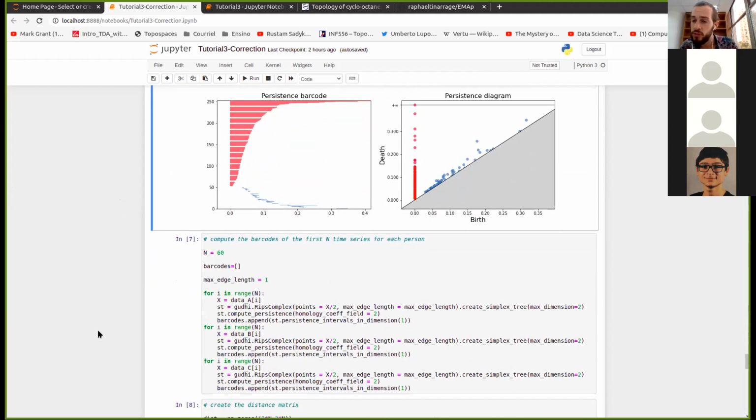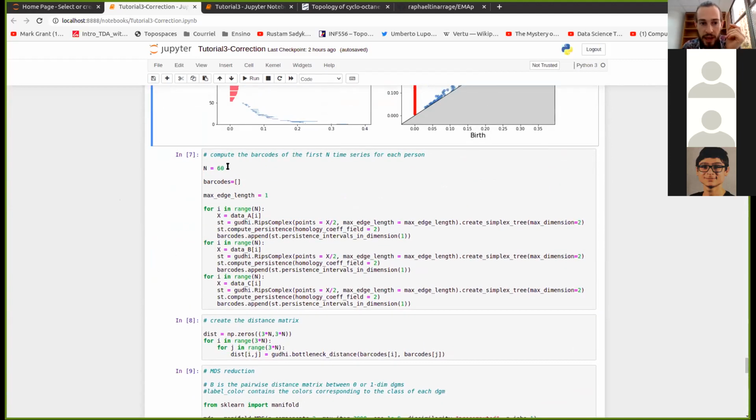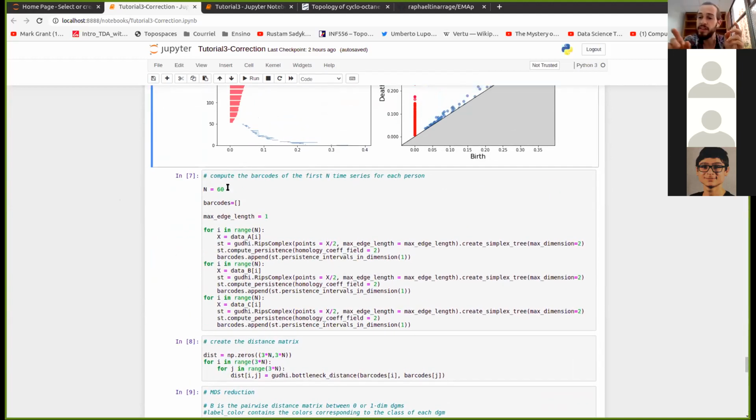And so you can use persistence diagrams to compare the samples between each other. And this is what I do here. For each person, I take 60 samples of their time series. I compute the Rips complex, and then for the 3 times 60 barcodes I have, I compute their bottleneck distance. So I have a huge distance matrix, and this matrix should represent a topological kind of distance between the movements of A, B, and C.